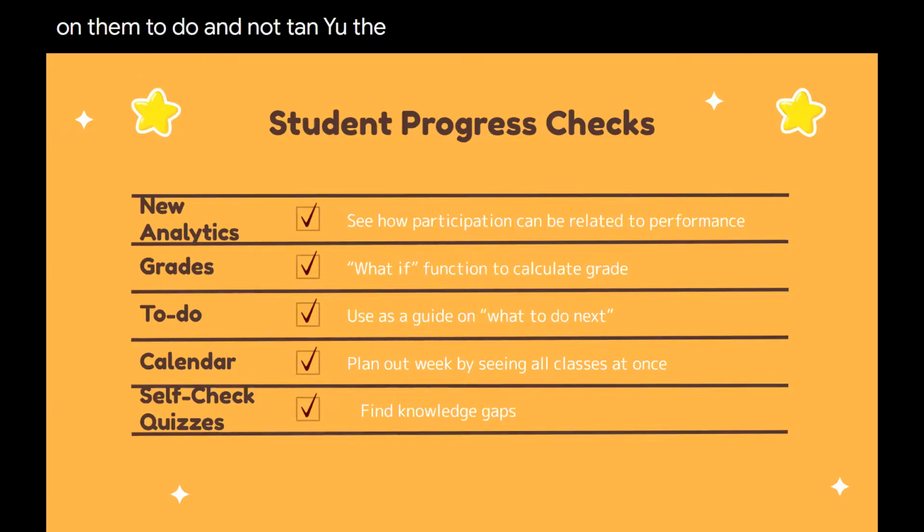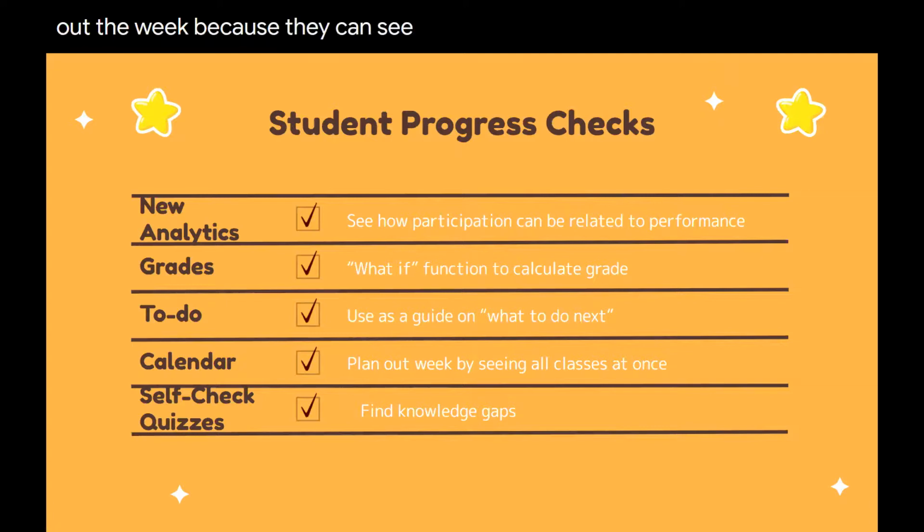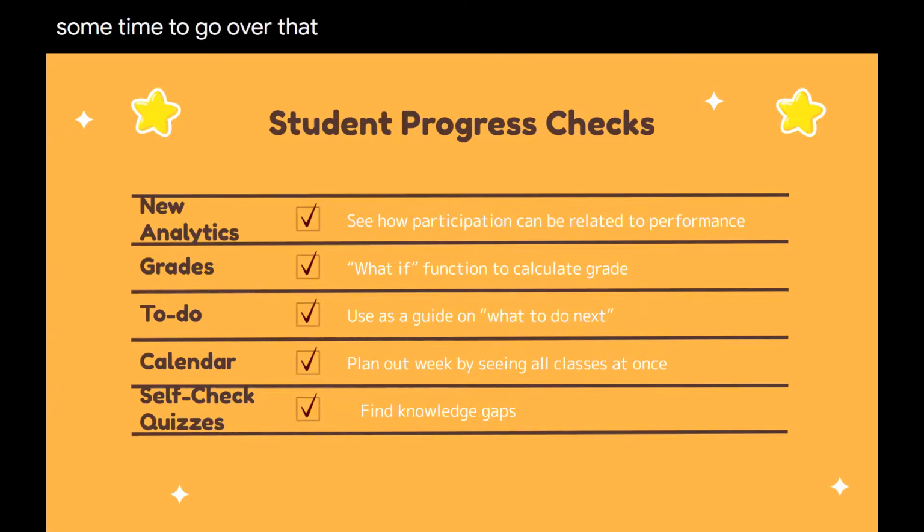The calendar. So talking about looking at the calendar where they can see all of their classes, and it helps them to plan out the week because they can see what's due. You can talk about time management and how they need to figure out, you know, you're going to need to spend more time these days to make sure all of this is done by this day, and take some time to go over that calendar and what they can use it for.